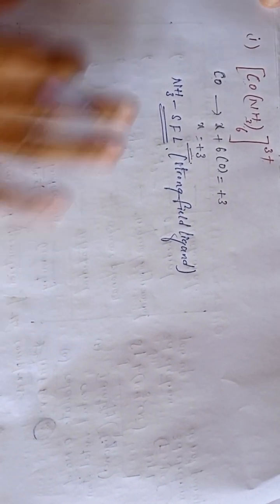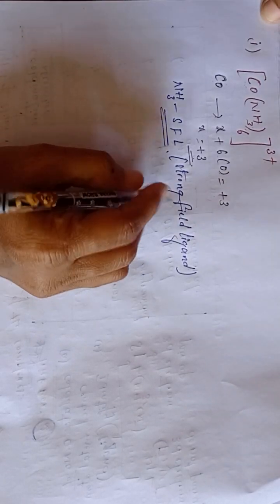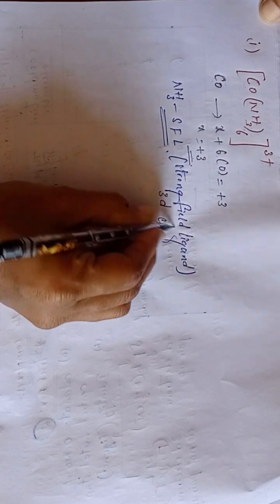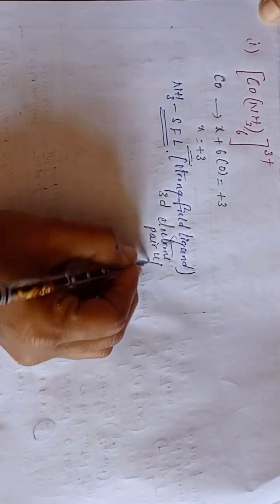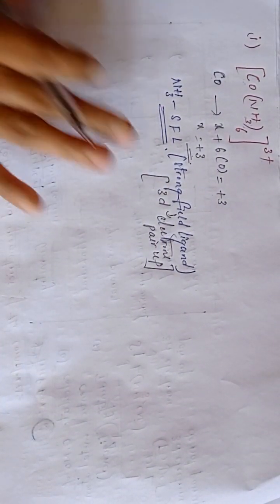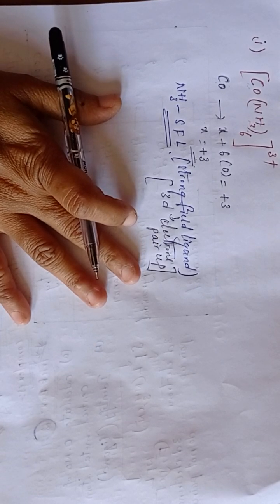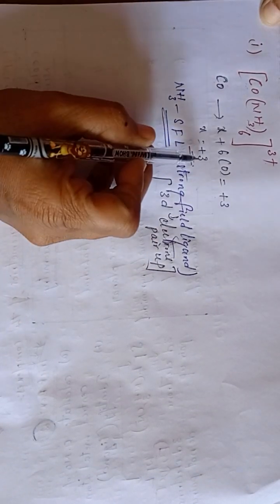It is a strong field ligand, so it can pair up the 3d electrons. That I already told you. If it is a strong field ligand, the 3d electrons pair up. Now see here, the oxidation number is plus 3.